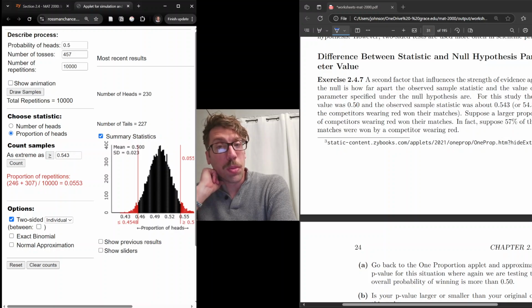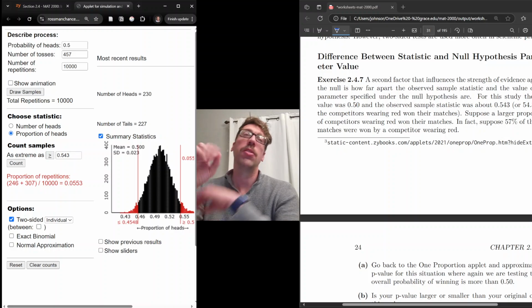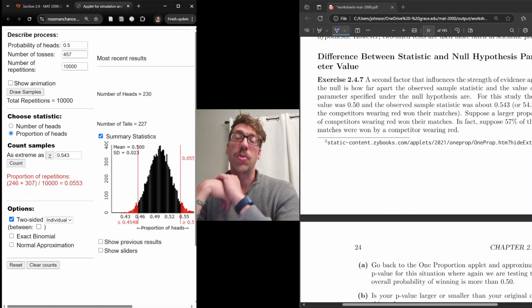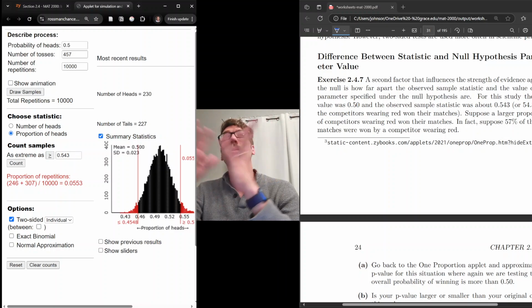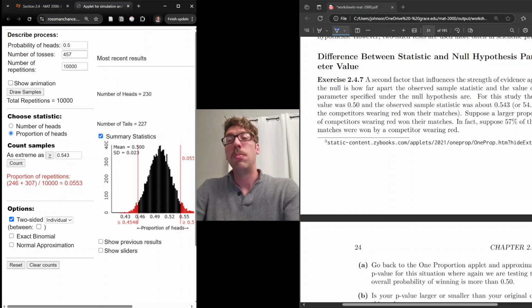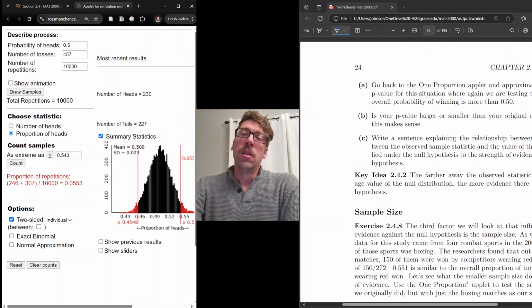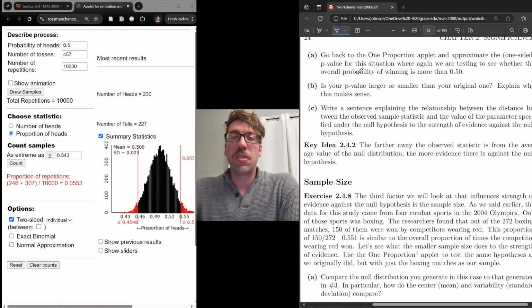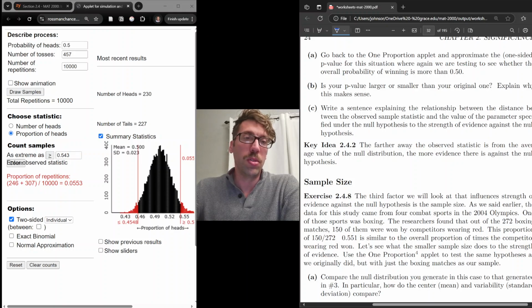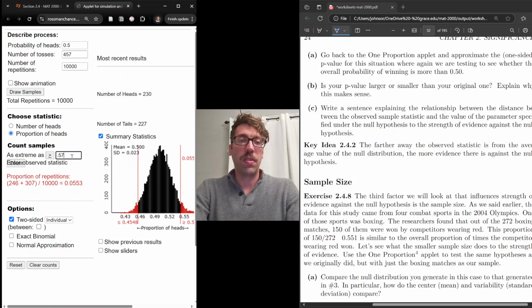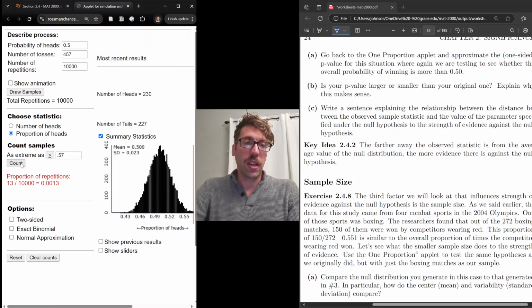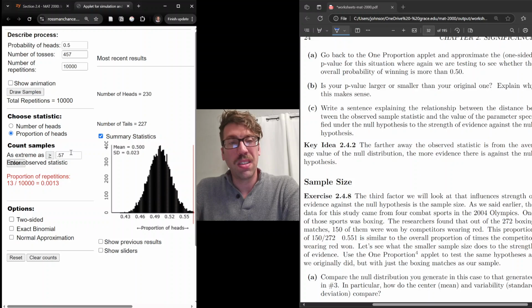Suppose a larger proportion of competitors wearing red won their matches. So now we're going to do this study. At first it was real life, and now we're going to do an imaginary one where 57% of people wearing red won. So go back to the applet and approximate the one-sided p-value. All right, so then say 0.57, and then not two-sided. Count. And it's only 13. So that is very small. It's less than 0.01, so it's very strong evidence against the null hypothesis.